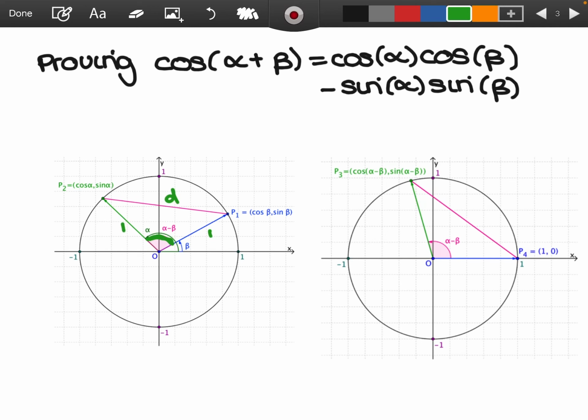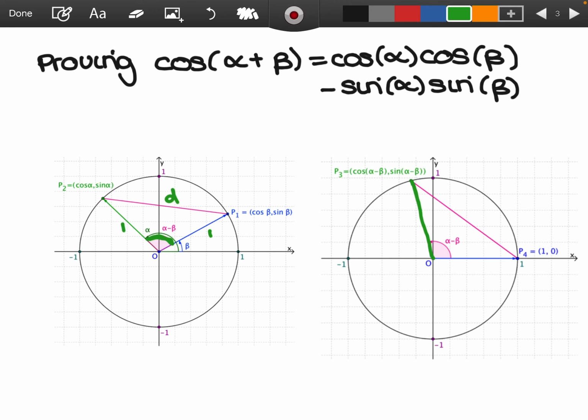Then what I'm going to do is rotate that triangle around. So now the terminal side for that angle of beta is going to sit on that x-axis. So I'm just taking my original triangle and I'm just going to turn it around. Okay. Now I have this terminal side here for an angle alpha minus beta.